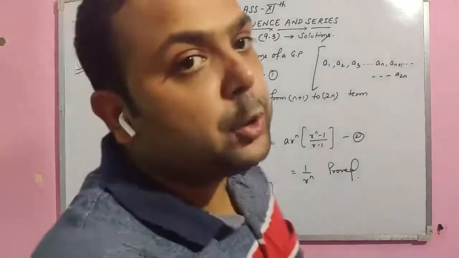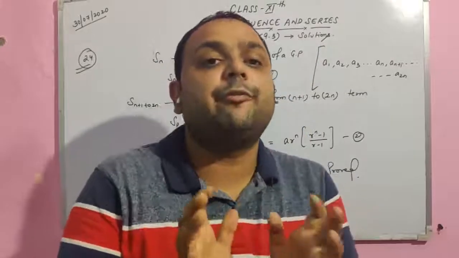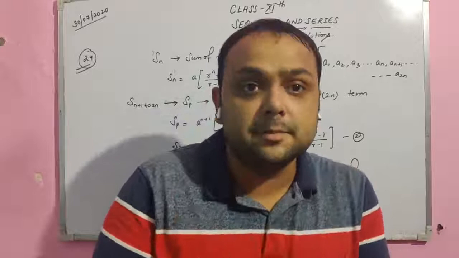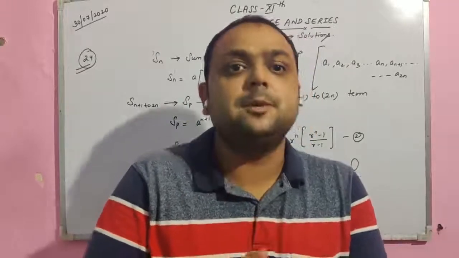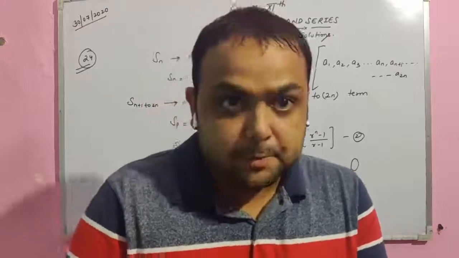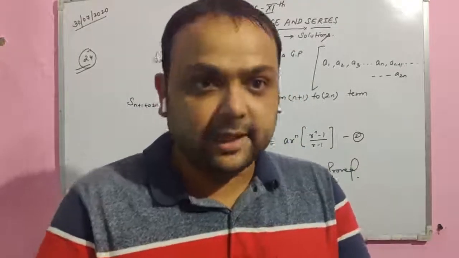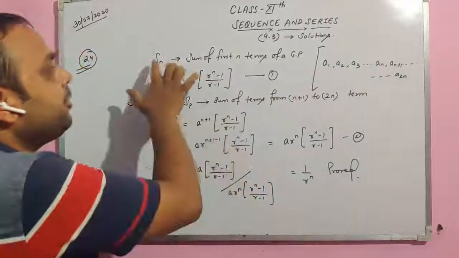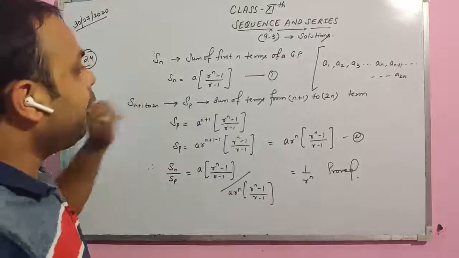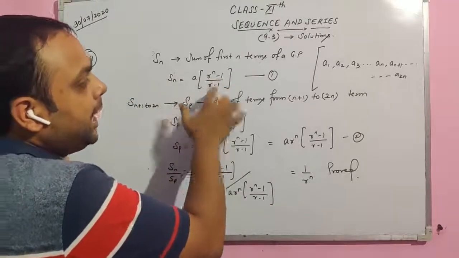Now we will see question number 24. The question is saying: show that the ratio of the sum of the first n terms of a GP to the sum of the next n terms, up to 2n, of the same GP is 1 upon r to the power n. Please see question number 24 of your NCERT book 9.3 exercise. In this question, the sum of the first n terms of a GP I have denoted as Sn. The formula we all know is a into r to the power n minus 1 upon r minus 1.